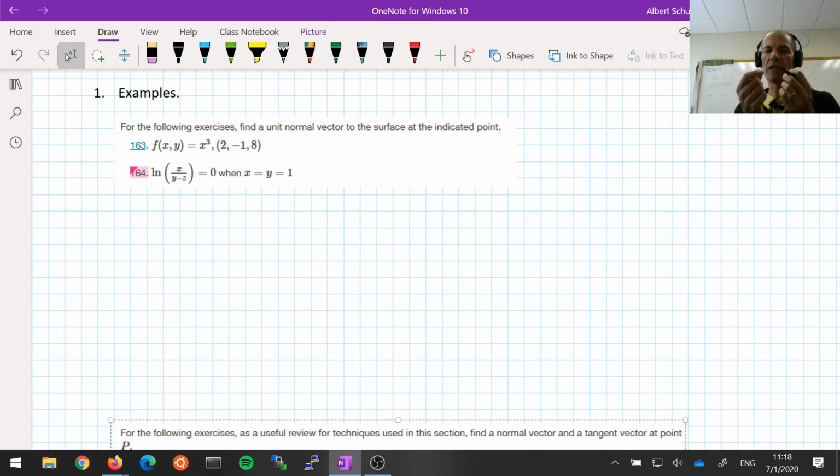How do you find the normal vector to a plane? You just pick off the coefficients of x, y, and z, put them in a vector. That's a vector that's normal to the plane. If it's normal to the tangent plane, it's going to be normal to the surface.